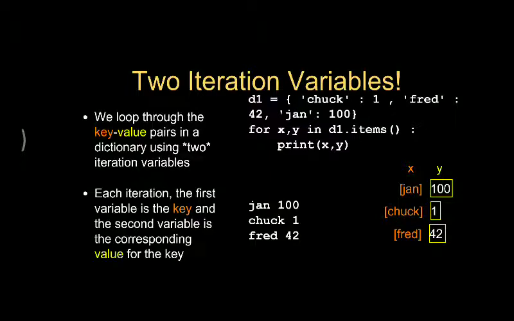So next is two iteration variables. How can we take these one at a time in a dictionary? We loop through the key value pairs in a dictionary using two iteration variables. In each iteration, the first variable is the key and the second variable is the corresponding value for the key. So how do we do this?